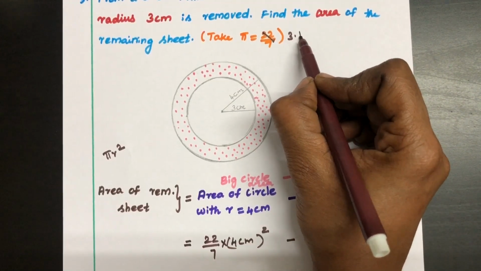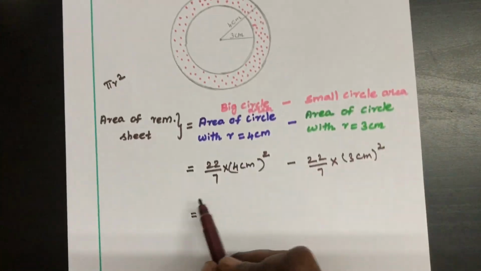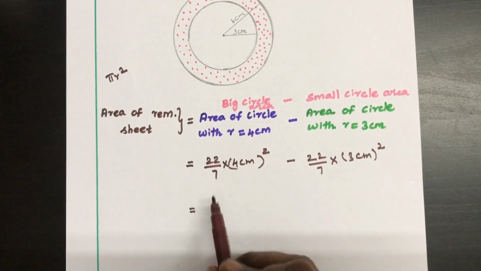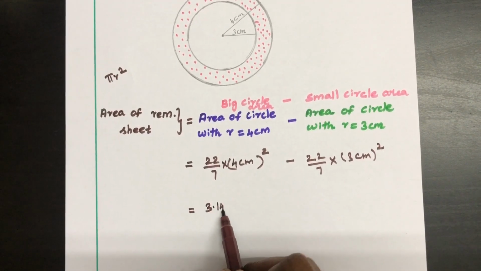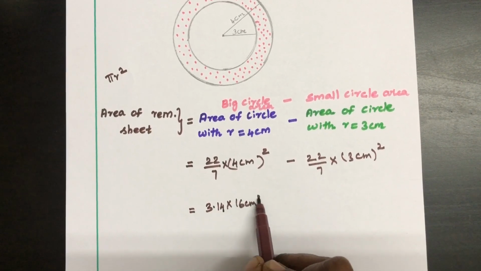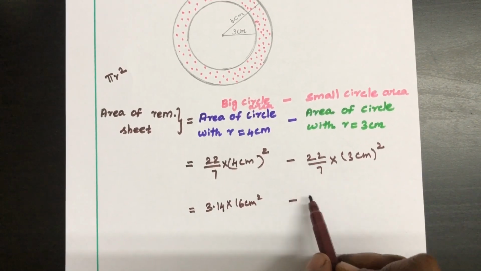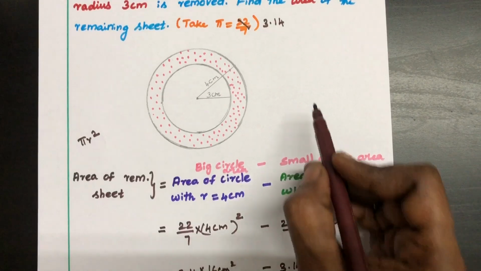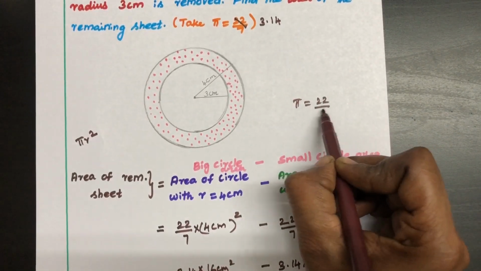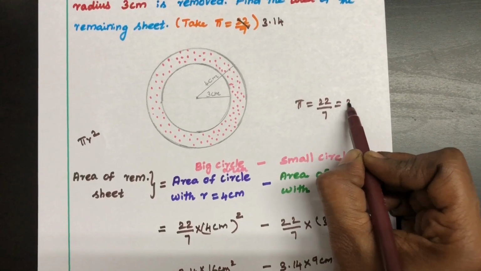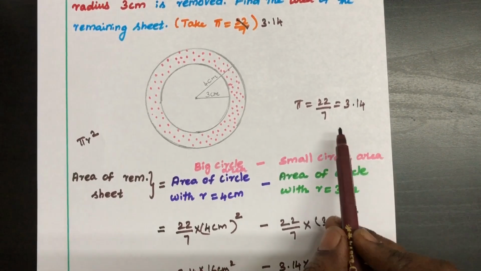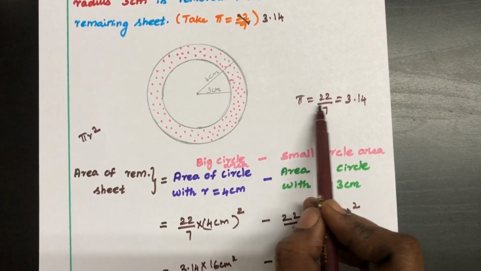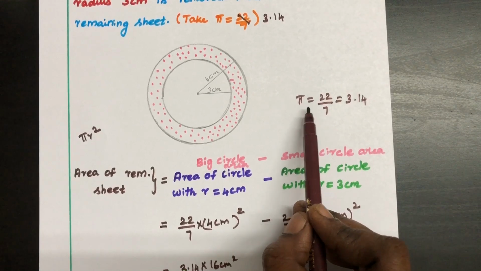In your book, they have suggested us to take pi as 3.14. So we will use 3.14. We can use 22 by 7 also. They are all approximately close to each other. But they have suggested 3.14 into 16 centimeter square minus, instead of this value, we are taking 3.14 into 9 centimeter square. See here, pi value is 22 by 7 as a fraction, as a decimal value 3.14. So depending upon the problem, we can take whatever value is needed. These are all approximately equal. It is not the exact value of pi.